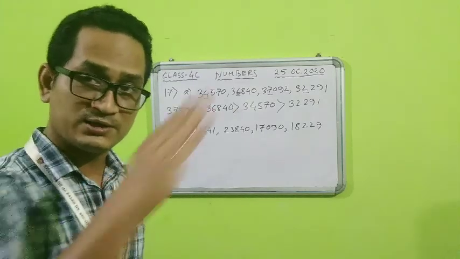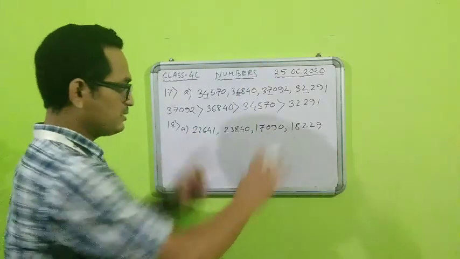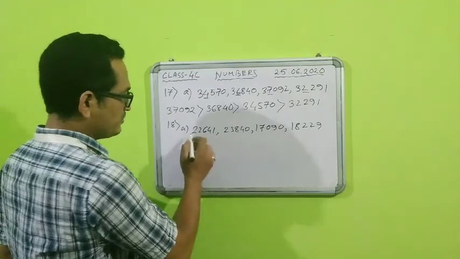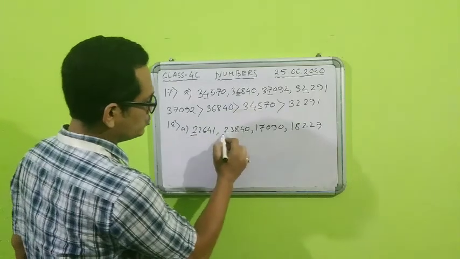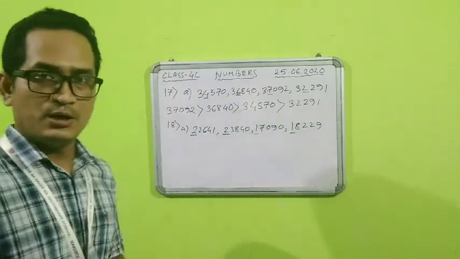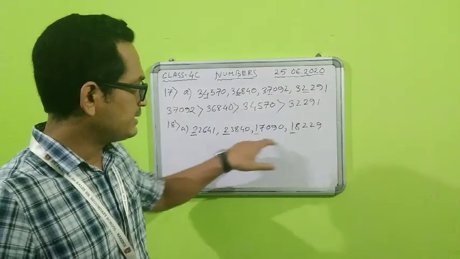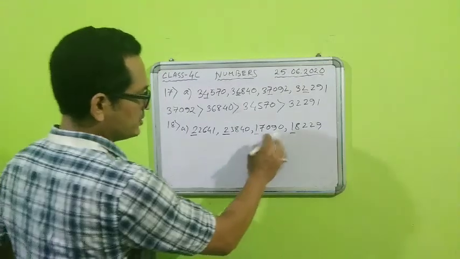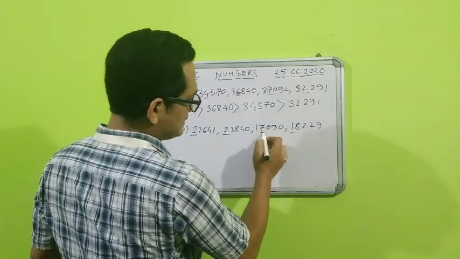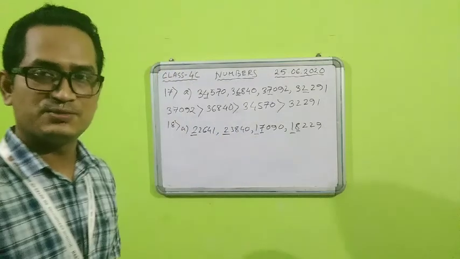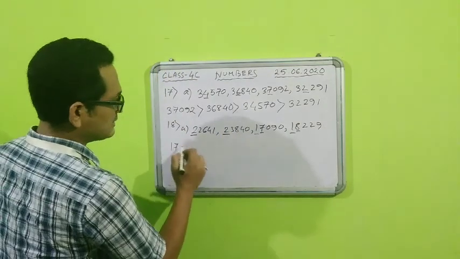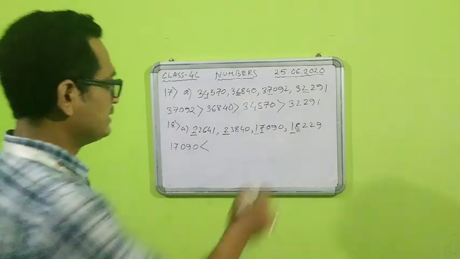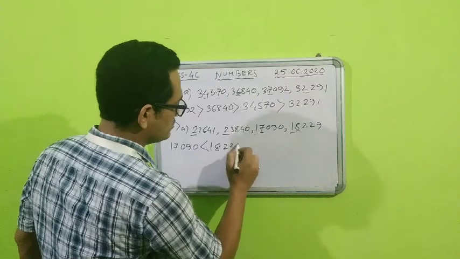Ascending means, students, smallest to largest, you can say. So let us find out the smallest one here. All these numbers are having 5 digits. So let us start comparing from the left hand side. That is 2, 2, 1, 1. So at least we have an idea that out of these, the ones starting with 1 will be the smallest. Let's see 1, 1. Then next is 7 and 8. So 7 is the smallest one. So 17,090 will be the smallest one. Next smallest will be 18,229.